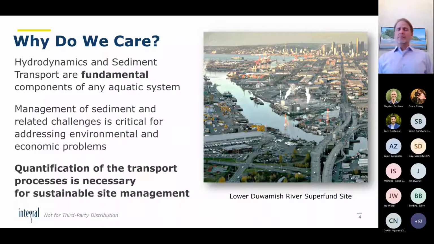Sediment is a critically important component of anything that we're dealing with in, around the water, and frankly, even in upland areas in the United States, because there's a lot of opportunities for beneficial reuse of sediment. But quantification of these transport processes is necessary for any sustainable site management. So that's really our motivation here today, and talking about the tools that we can use to look at some of these different processes.